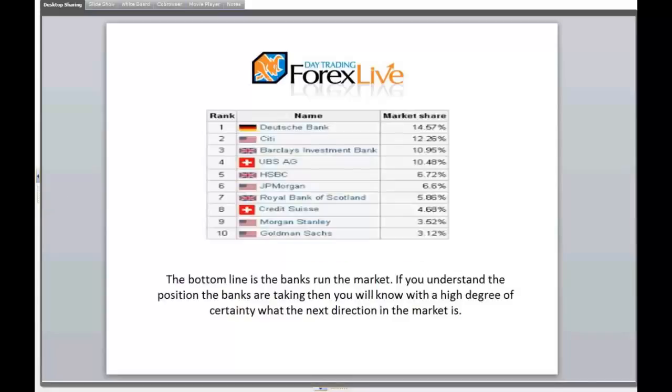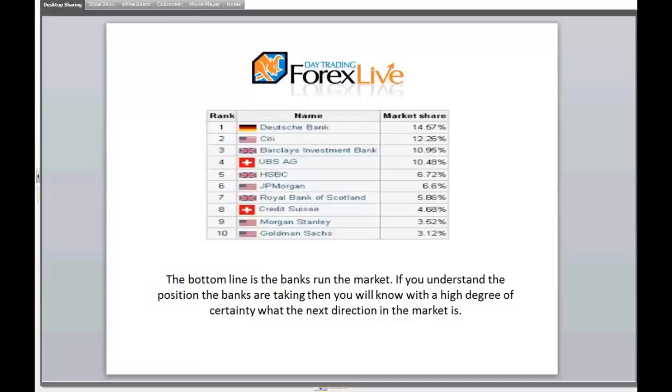This is a chart that anybody can get. You go to Google, you type in Forex, you go to the first link on Wikipedia, and one of the first charts to show up is a breakdown of the top 10 traders in the Forex market. I believe this is as of May of 2012. Deutsche Bank makes up 14.5%, Citi 12.2%.